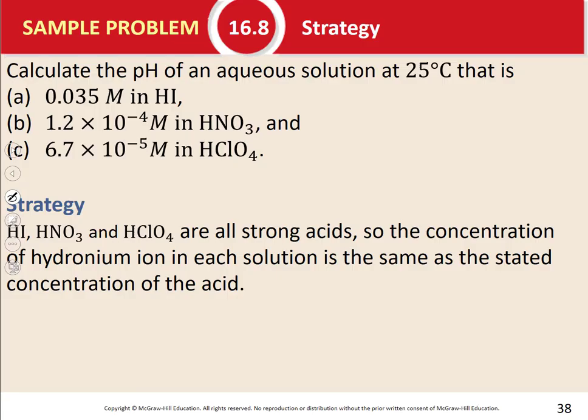So the question is, calculate the pH of an aqueous solution at 25 degrees Celsius that has the following concentrations of strong acids. So, 0.035 molar HI. So how will we find the pH of that? 0.035 molar hydroiodic, which is one of the strong acids.